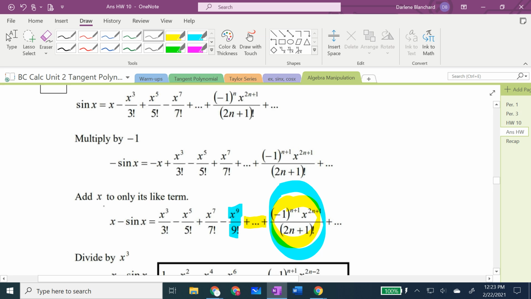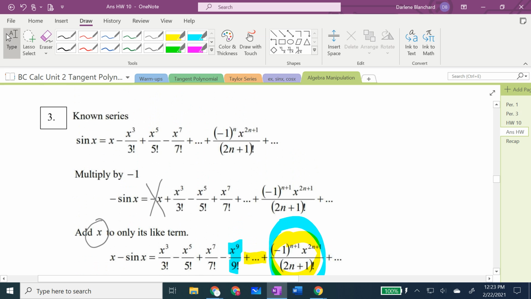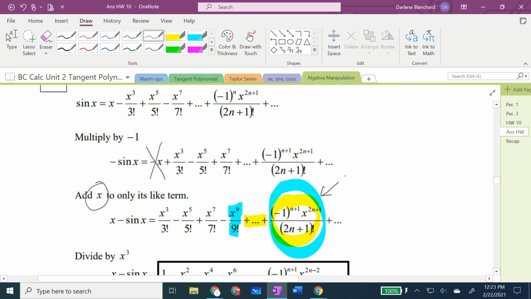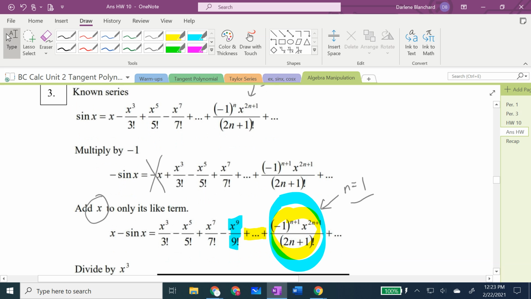When we added x to both sides, it took out the term that comes from when this n is 0. So basically, this formula is now only valid starting at n equals 1, whereas it originated with starting at n equals 0. You don't have to explain with the formula that you lost a term. You don't have to explain with this formula that the first n we use is 1.